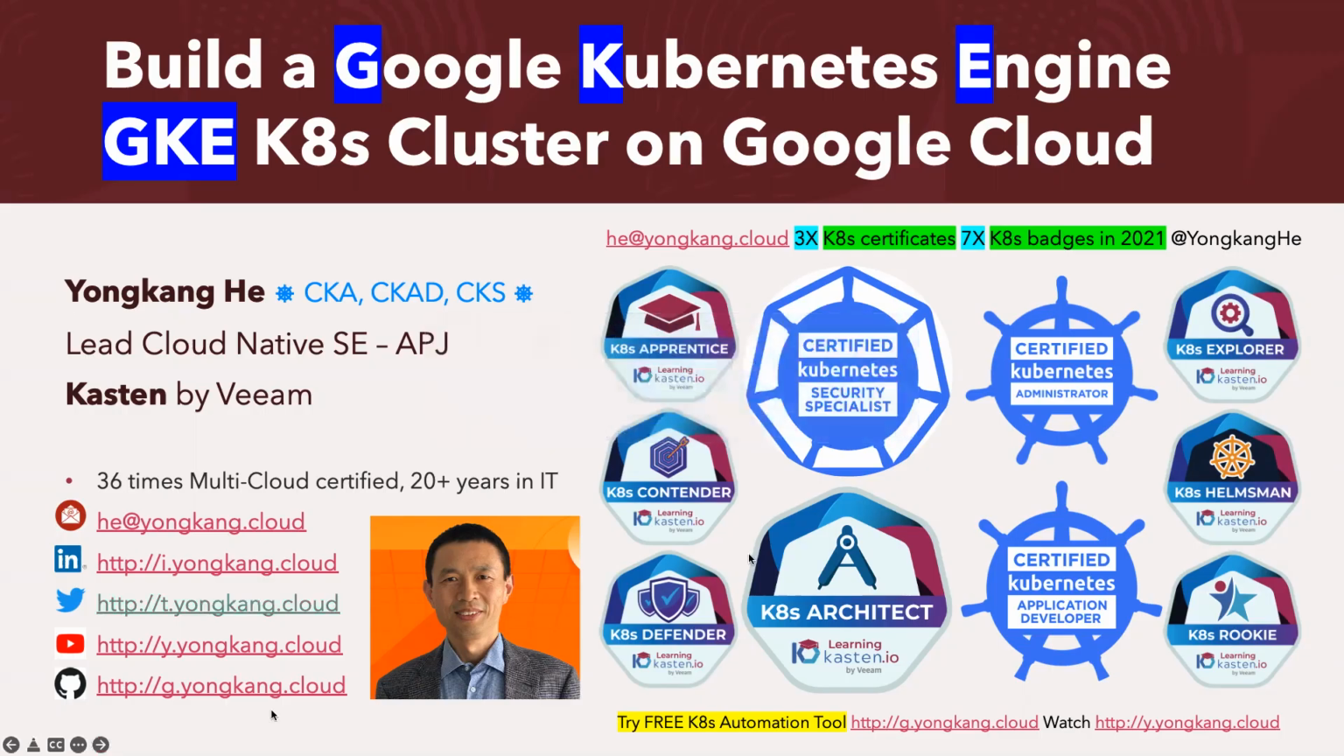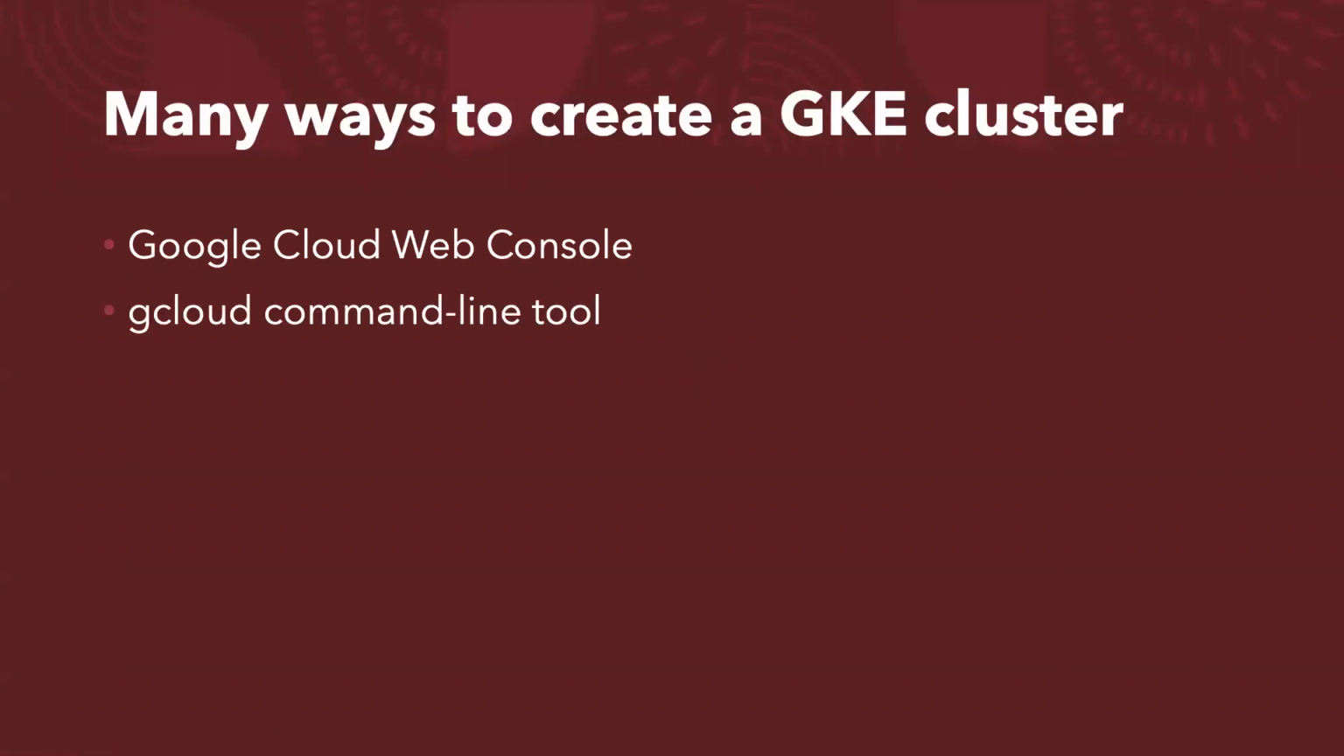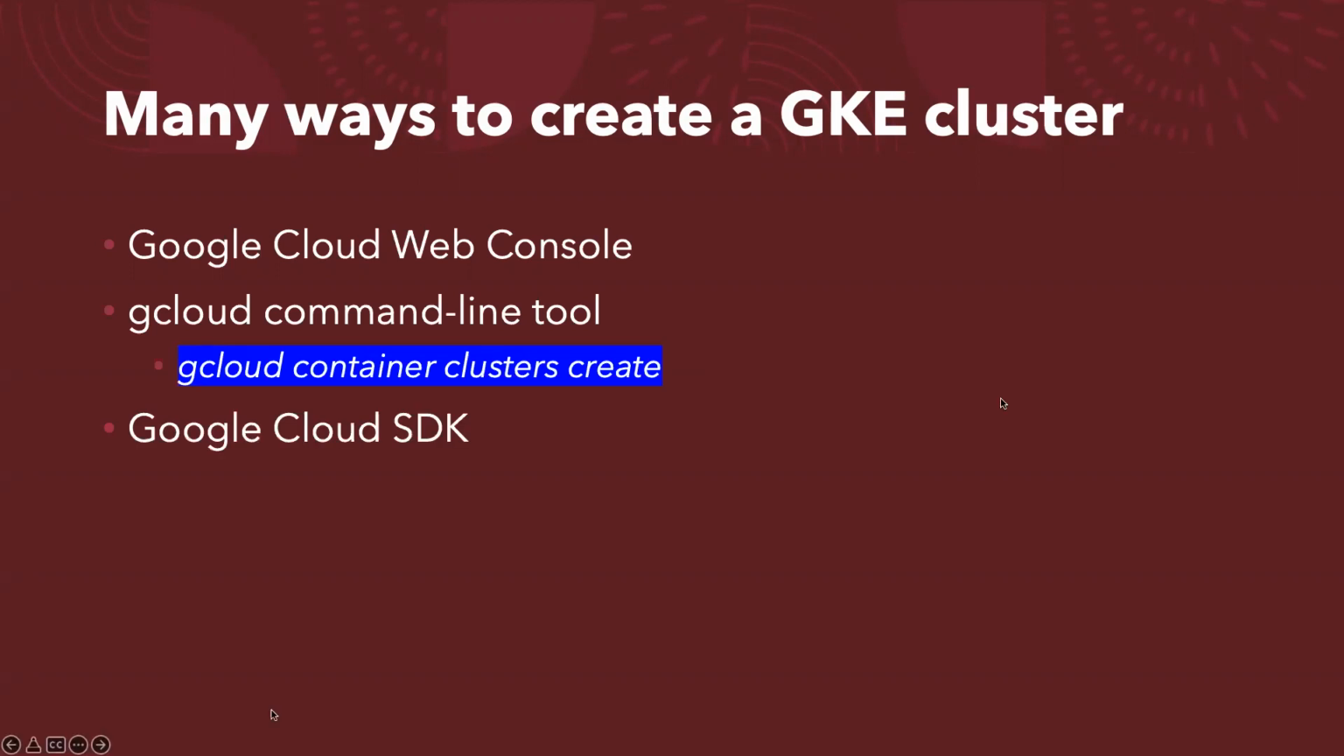So there are so many ways to create a GKE cluster. First of all, you can easily create a GKE cluster from a Google Cloud Web Console, or you can create a GKE cluster by gcloud command line tools. Here is a command, you just run gcloud container clusters create. Typically, developers might prefer to use the Google Cloud SDK. And you can also use the Google Cloud REST API to make API calls to create the GKE cluster.